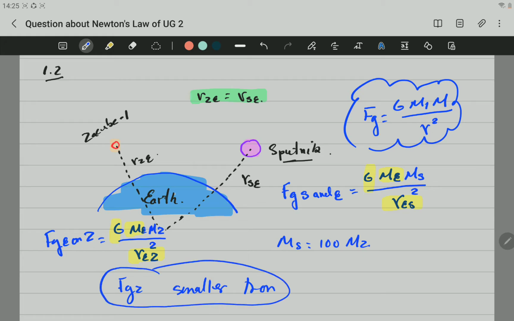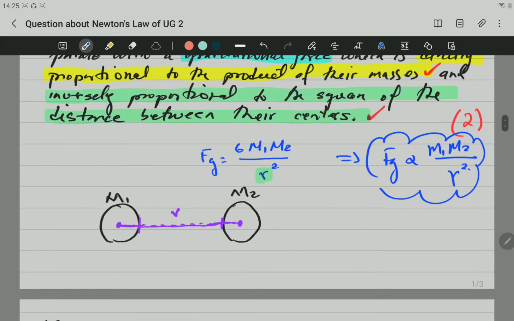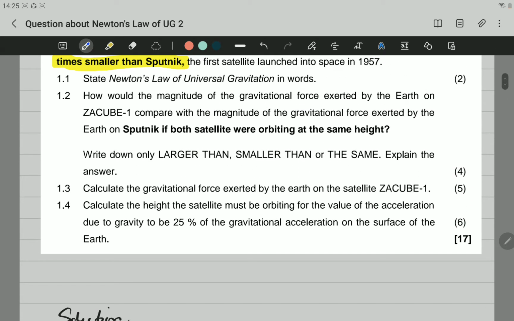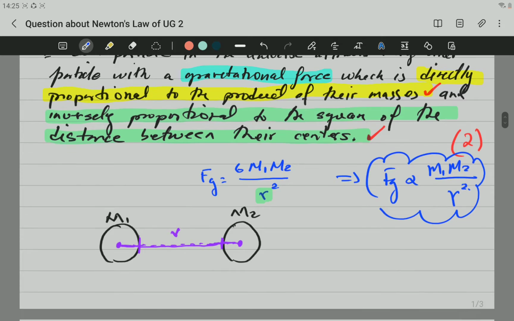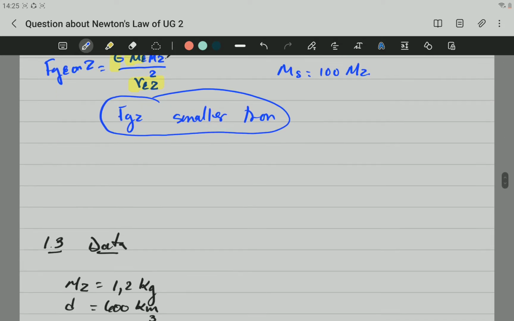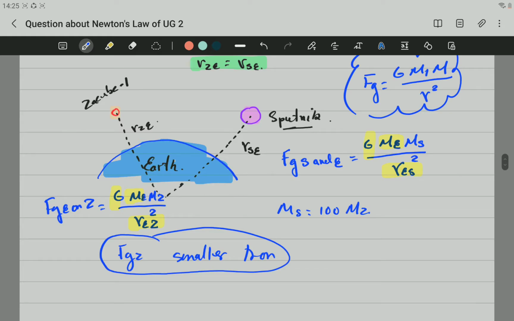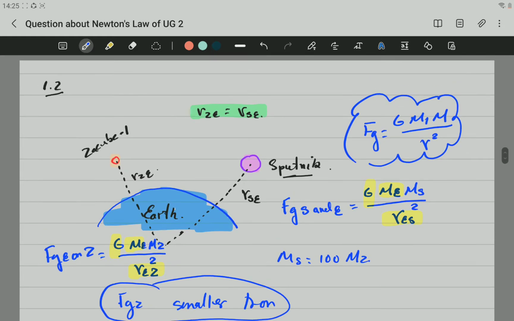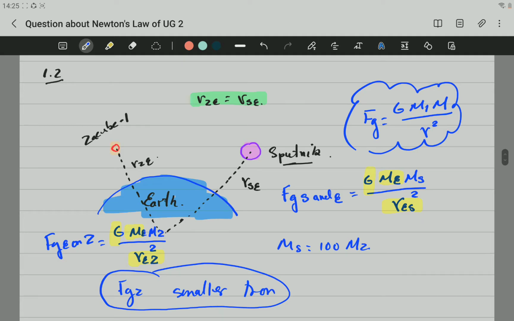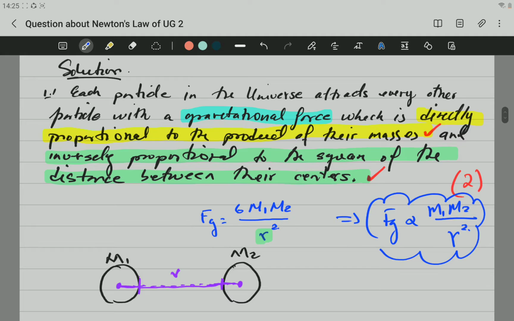It's smaller than. The question is, how is the force on Zakube compared to the force on Sputnik? So it's smaller. In fact, it's 100 times smaller. And the explanation you can see there between the drawing and some formulas, and you see what is common, etc. Okay. So let's go to question 1.2 real quick.